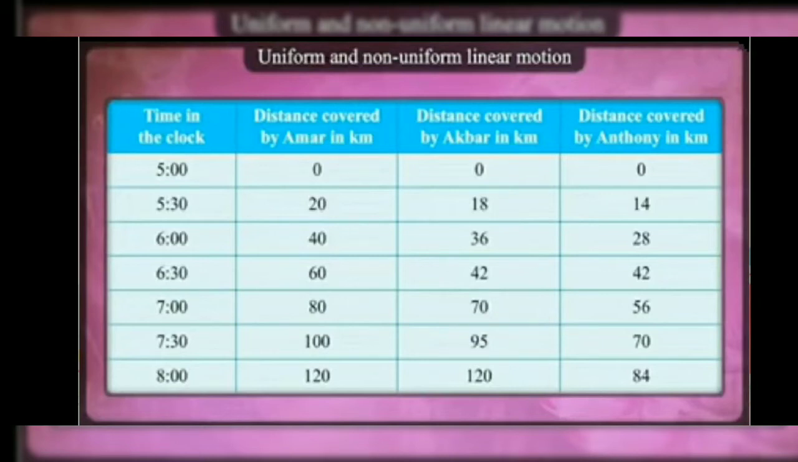Now considering the distances covered by Amar, Akbar and Anthony in fixed time intervals, what can you say about their speed? Amar has a constant speed, while the speed is changing for Akbar and Anthony. Are you getting me, children? Have you understood how we have answered the questions given here?